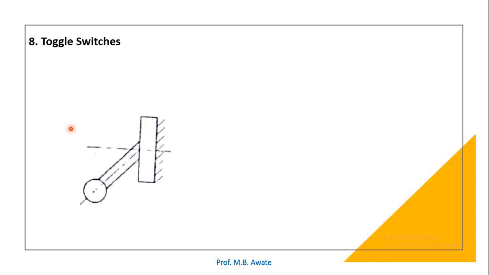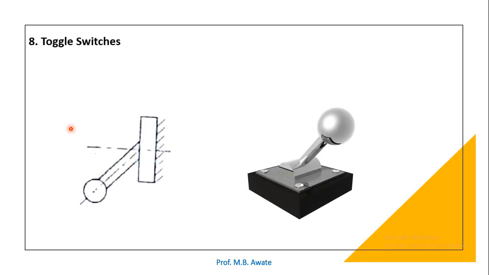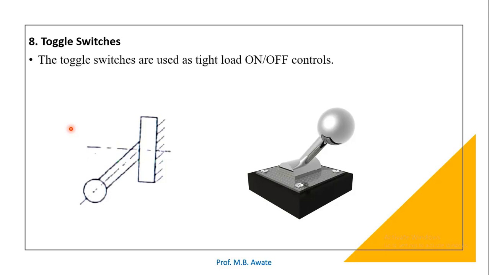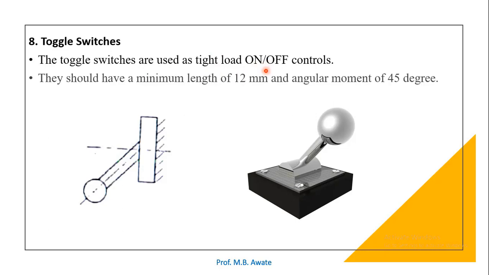Toggle switches. These are the figures for toggle switches. Toggle switches are used for light load on-off controls. They should have a minimum length of 12 mm and angular movement of 45 degrees. It could be more than that, but the minimum length is 12 mm and the angle of movement is 45 degrees.